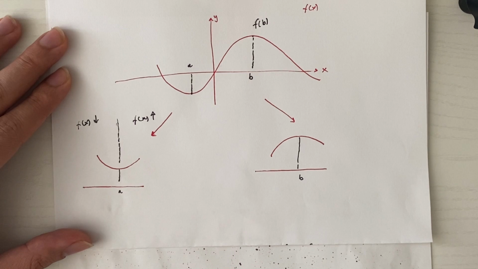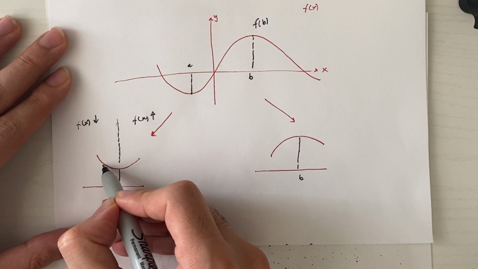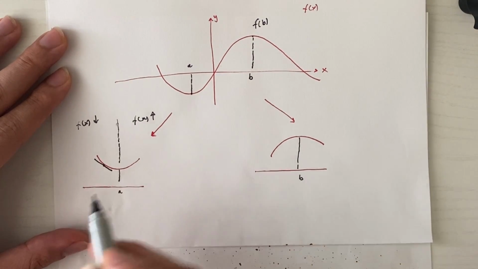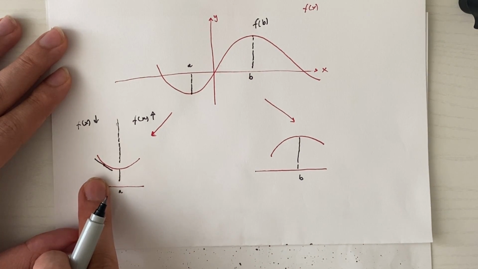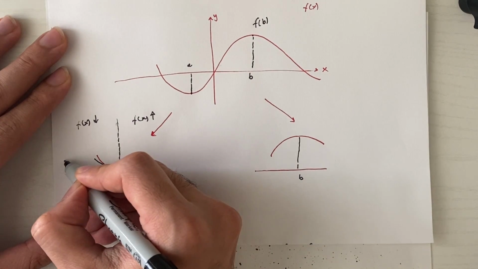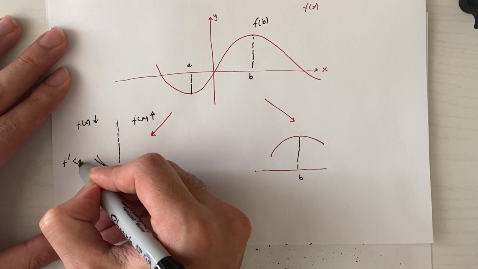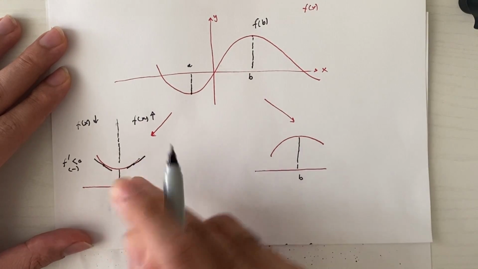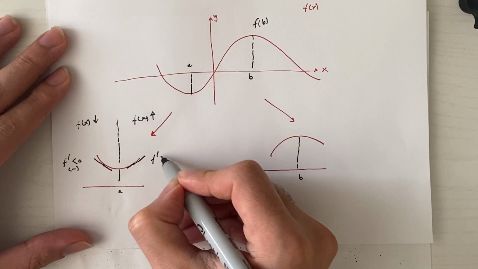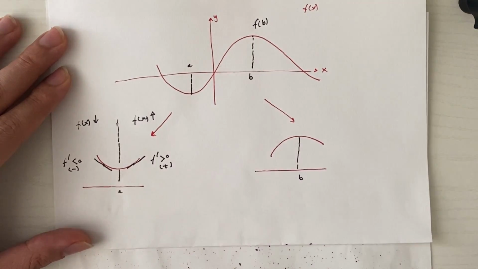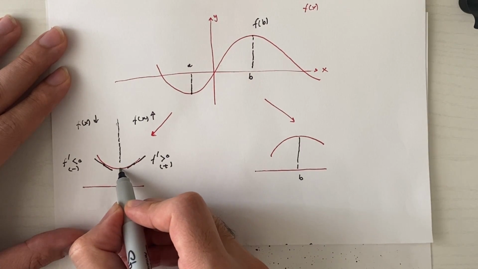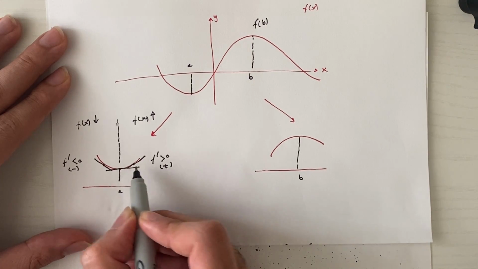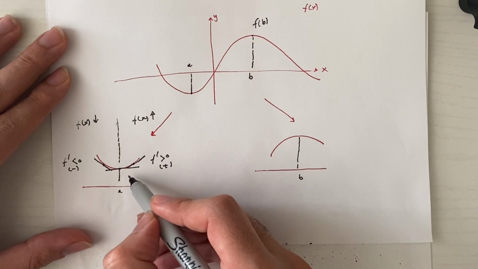Now what's happening to the derivative? When we think in terms of the derivative, again, think in terms of the slope of the tangent line of the curve. On this side, when we draw a tangent line, the slope here is negative. Therefore, the derivative here is negative. And on the right side, the slope of the tangent line is positive. Therefore, the derivative there is positive. And lastly, when we draw a tangent line at the point A, the slope is horizontal, which means the slope is 0, which means the derivative there is 0.